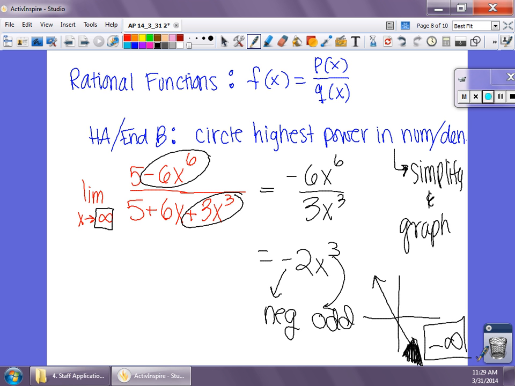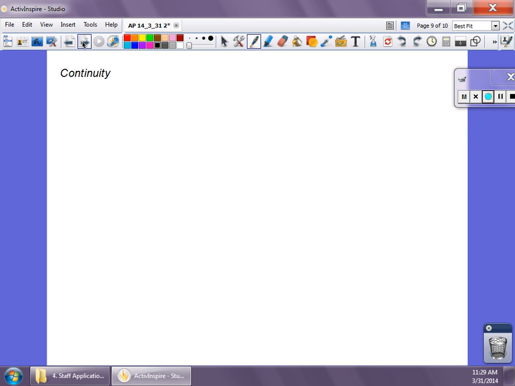If they're the same, you'll end up doing this, and you'll still get a coefficient. -6/6, something like that. All right, rational functions, continuity, definition, write that down. You should know your definitions. See if you can write it without me writing it.